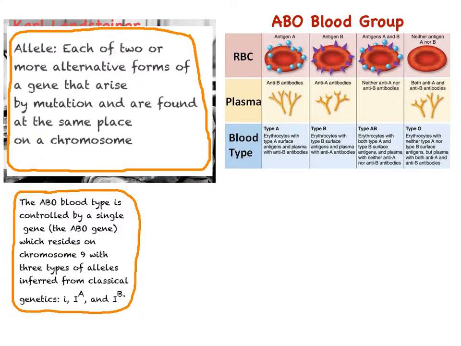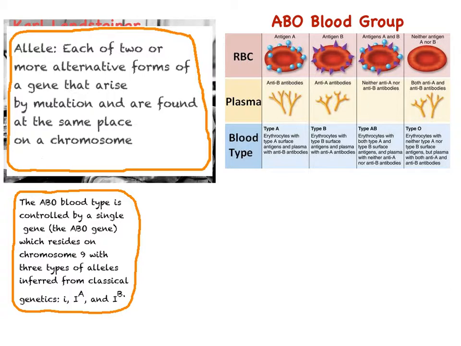I've just added some description about the ABO blood group. The ABO is a single gene. You have to understand it's a single gene, ABO, which has 3 alleles. Keeping the allele concept in mind, ABO is a single gene which gives rise to 3 alleles. The allele with the small i gives rise to the O blood type.